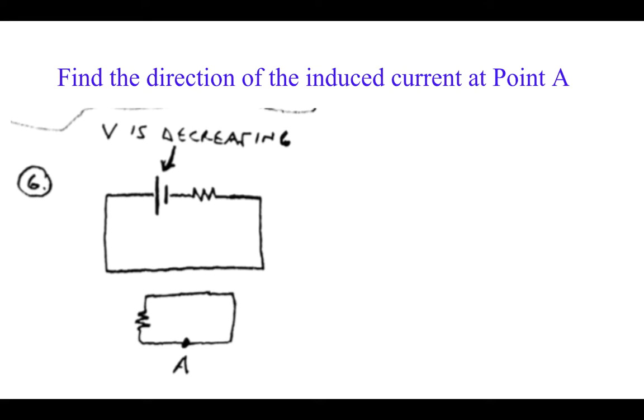Three more examples, maybe. This was probably one of the tougher ones. We're supposed to, again, find the direction of the current that's made at point A when we're screwing around with this circuit over here. It says the voltage in this battery is decreasing. Well, the thing to realize is that this circuit on the top, when it operates, is going to generate fields in the space all around it.